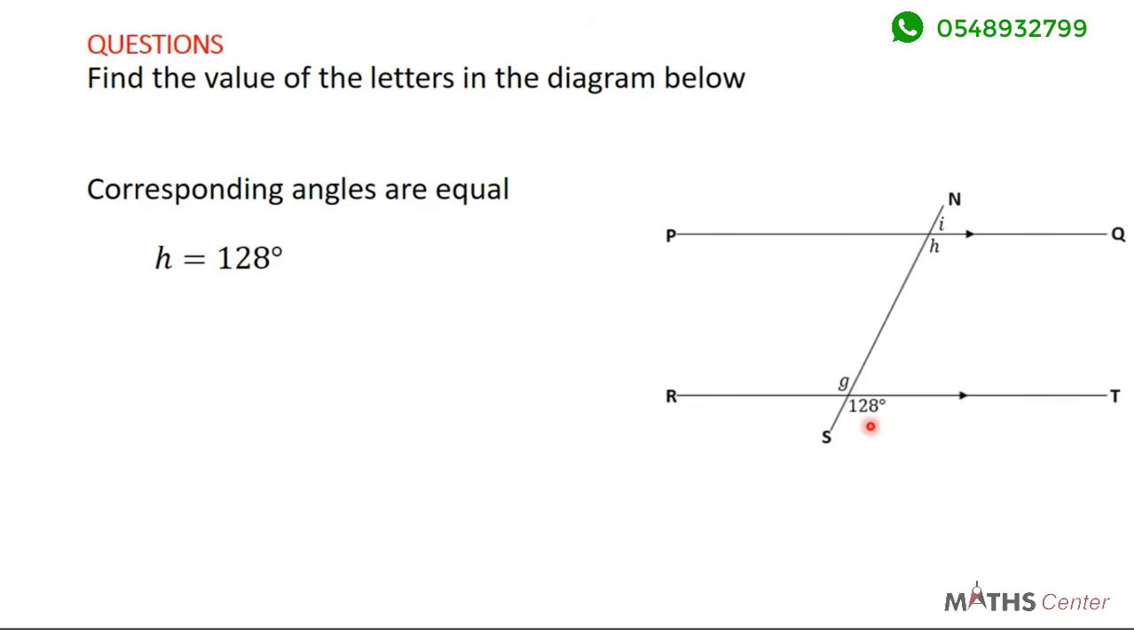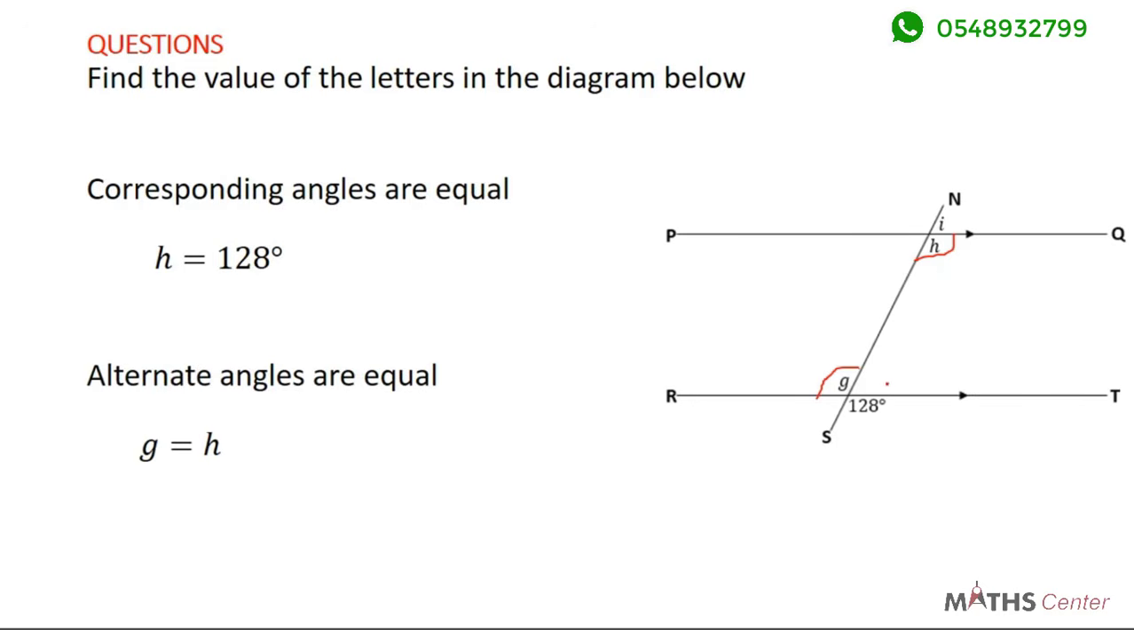That is simple, right? Now, let's look at the relationship between H and G. Looking at the position, H and G are alternate angles. Look at the position very well. H and G are alternate angles or alternating angles. So H and G are alternate angles. What do we know about alternate angles?